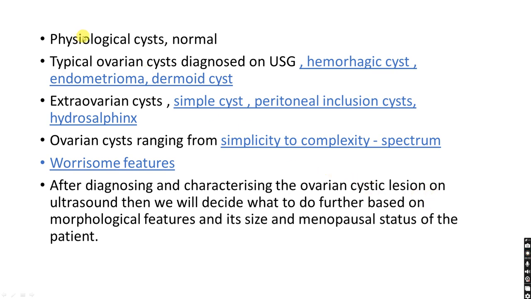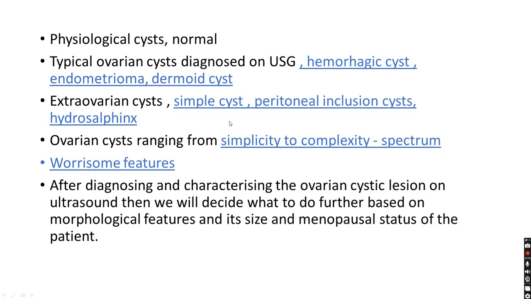We will see in this PPT physiological cysts like follicle cyst and corpus luteal cyst. Then cysts which can commonly be diagnosed on ultrasound, like hemorrhagic cyst, endometrioma and dermoid cyst. Then extra-ovarian benign cysts which can be diagnosed on ultrasound: simple cyst, peritoneal inclusion cyst and hydrosalpinx.